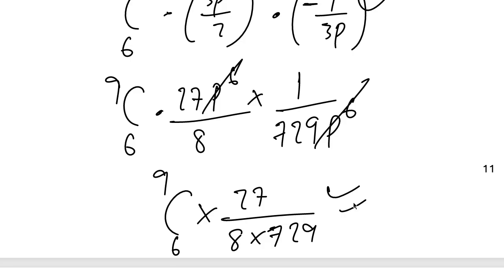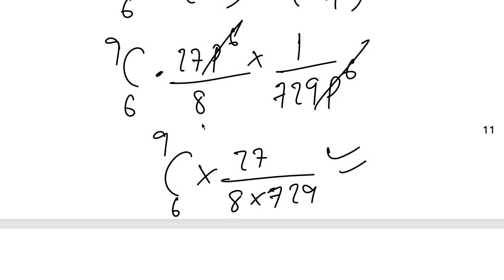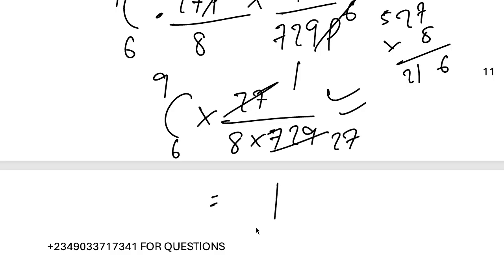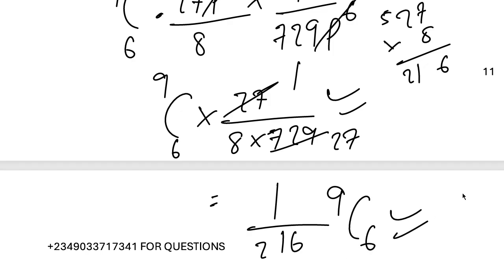9 combination 6, you should be able to get it now. That's simply all you need. 729 divided by 27 is 27, because the square root of 729 is 27. So this can actually cancel to give you this. Then 27 times 8: 7 times 8 is 56, 6 carry 5; 8 times 2 is 16, plus 5 is 21. That's 216. So your final answer, they may put it in the exam as 1 over 216, because I've simplified this. So 9 combination 6 times that is the constant term.